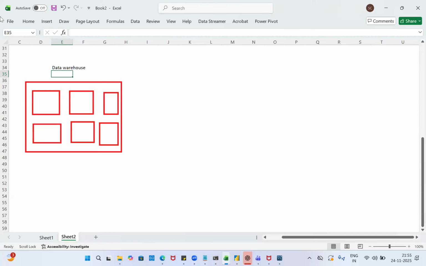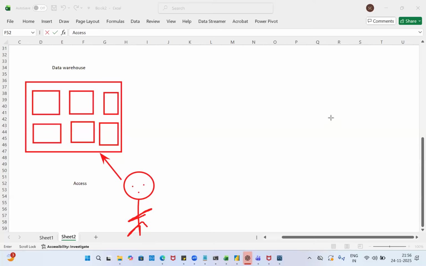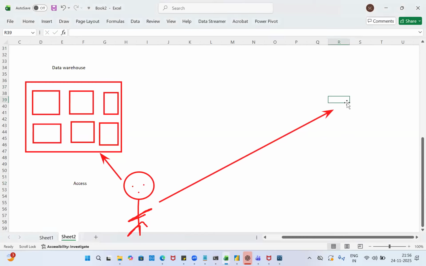So, whoever is going to handle your work, let's understand, this is you. The first thing they are going to do is give you access to this particular data warehouse. Okay, first thing, they give you access to the data warehouse. And at the same time, they are also going to give you access to something called BRD.